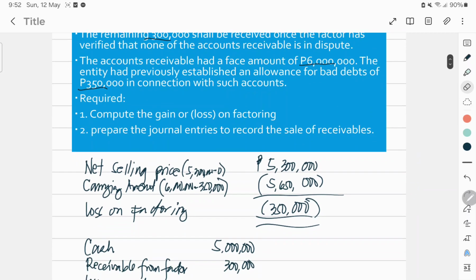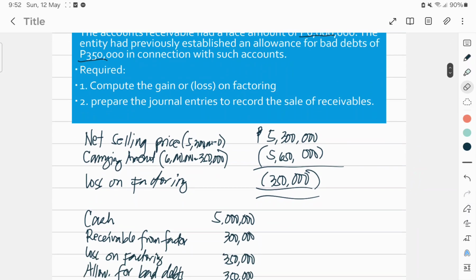So we are required to compute for the gain or loss in factoring, and since we already have the net proceeds, loss in factoring na i-compute natin. But in case we don't have net proceeds yet, then i-compute muna natin yung net selling price because we cannot compute for the loss in factoring unless we compute for the net selling price. Okay? So, yung net proceeds naman, okay na yung pwedeng i-compute doon if may relevance siya, lalo na pagdating sa journal entries natin. Okay, so how do we compute for loss in factoring?